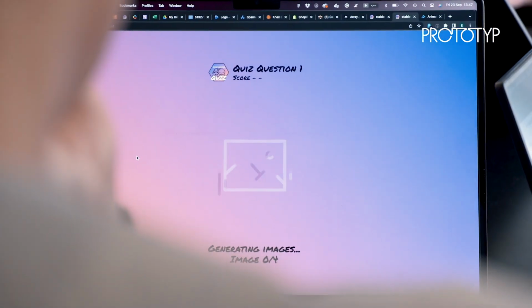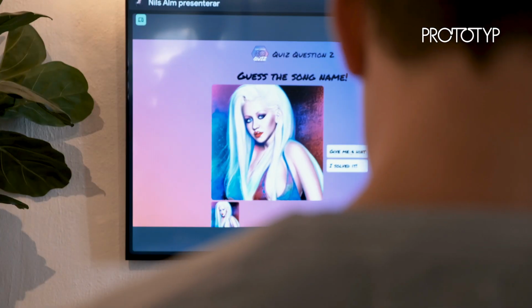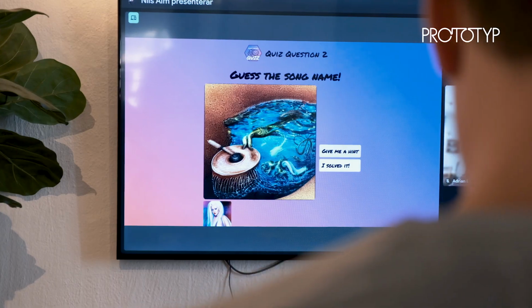So you get one image, and if you can guess the song with that, you get 10 points. If you say like, okay, I need another hint, then you get another image, maybe for the title, and then you can guess it, maybe then you get 8 points, and so on.